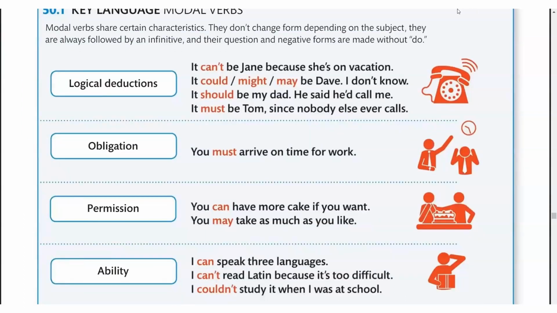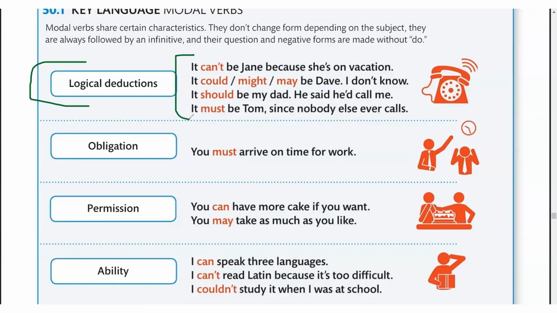So the first one is logical deductions. So what is a deduction? It's basically a guess because of the different clues that we have. We can gain understanding of a situation without somebody telling us directly. So that's called a deduction, logical deduction. So here are some great examples. Using can, could, might, may, should, and must.